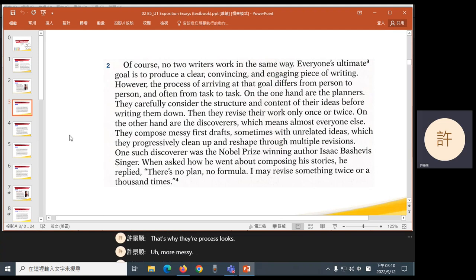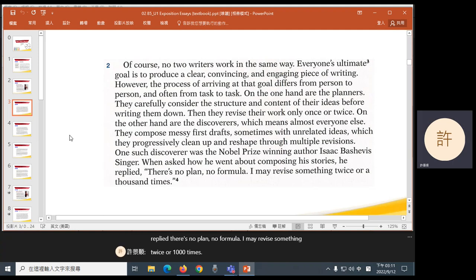One such discoverer was the Nobel Prize-winning author Isaac Bashevis Singer. So we have an example. When asked how he went about composing his stories, he replied, "There's no plan, no formula. I may revise something twice or 1,000 times."